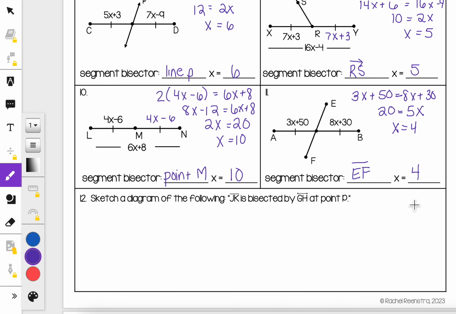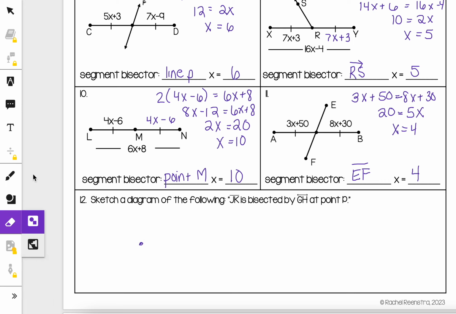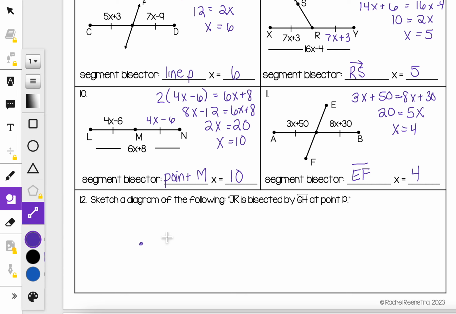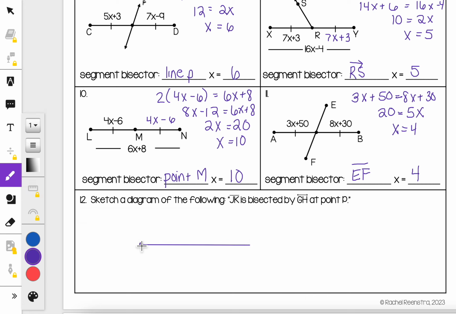And in our last problem, we are just practicing sketching. We're sketching a diagram of the following. We want to draw a geometric diagram here. Segment JK is bisected by line GH at point P. So I'm going to start by just drawing my segment JK. Let's actually use the straight line features here so that it looks a little bit nicer. So here is segment JK, and it's bisected by this line GH.